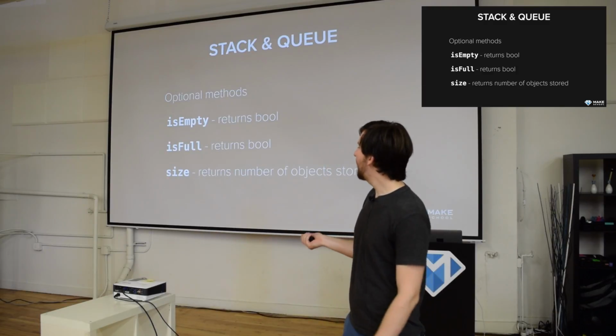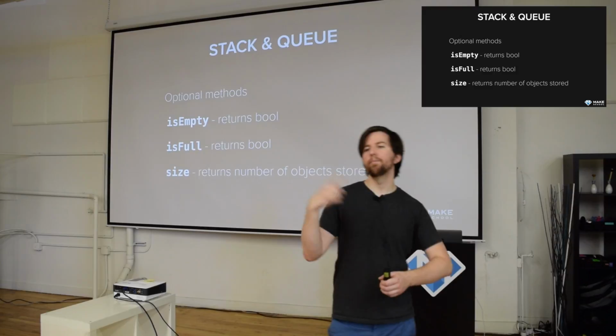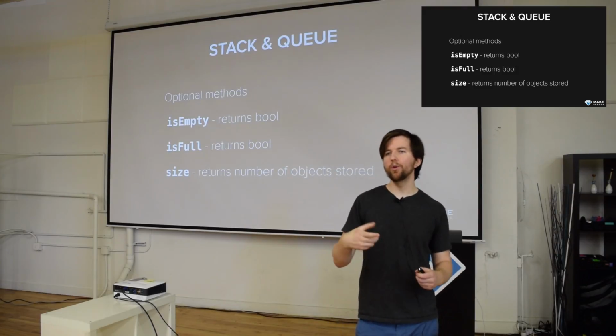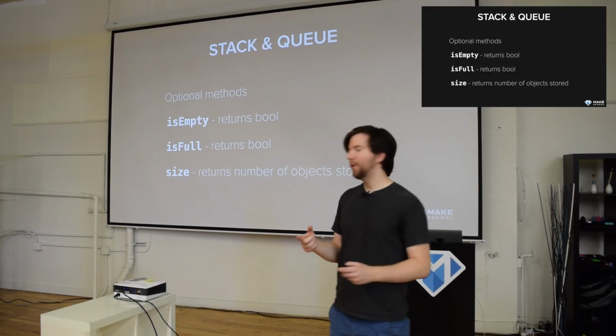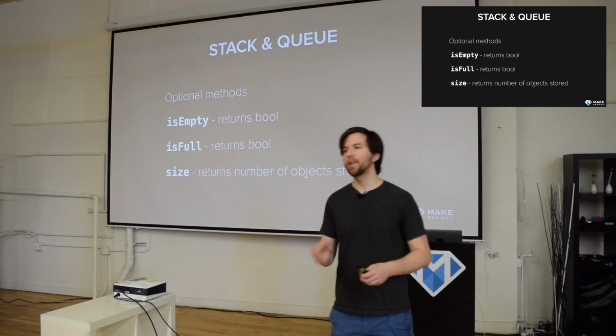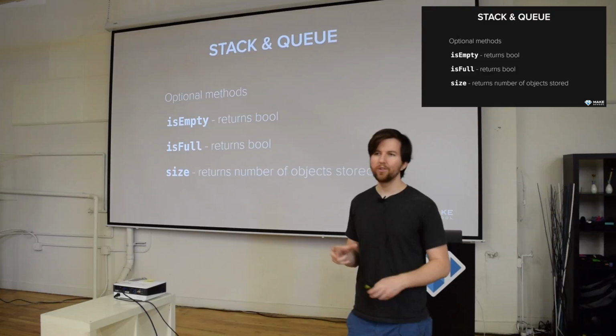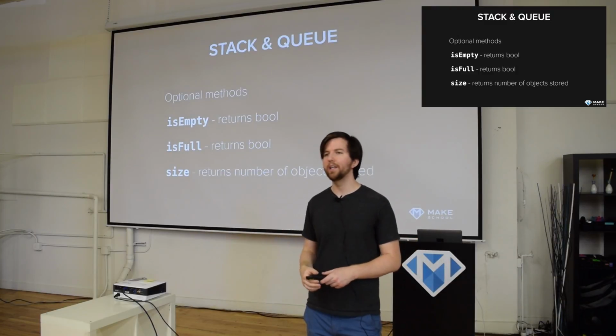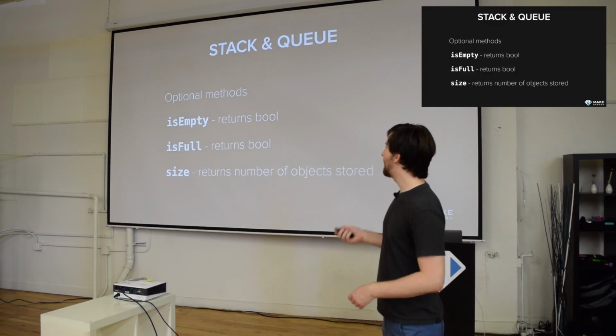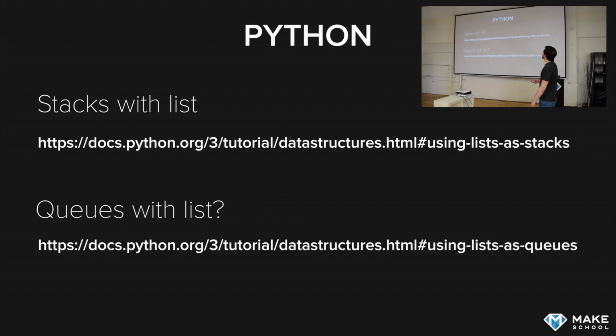But if we keep track of the size as we're pushing and popping or enqueuing and dequeuing, in that case, we can have size be O of 1 because we can just keep a little variable in memory that knows how large the queue or stack is, and we can return it immediately when the stack or queue is asked about its size.